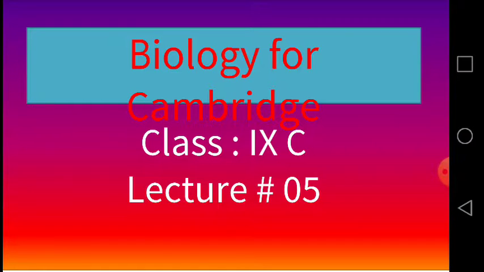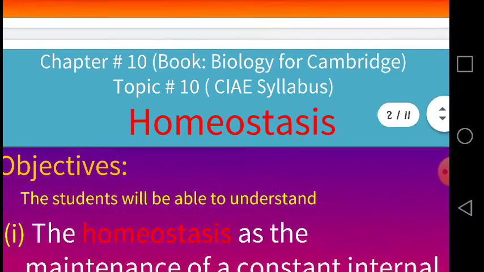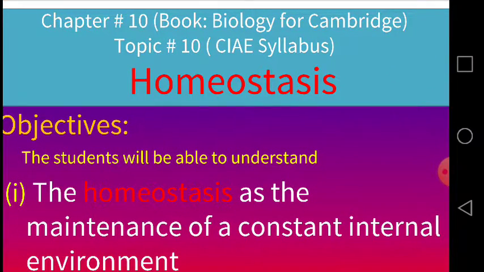This is our fifth introduction regarding biology for Cambridge. Dear students, our topic for today is homeostasis, and this is taken from your book Biology for Cambridge, chapter 10, and according to the CIE syllabus, topic 10. The objectives for understanding are as follows.